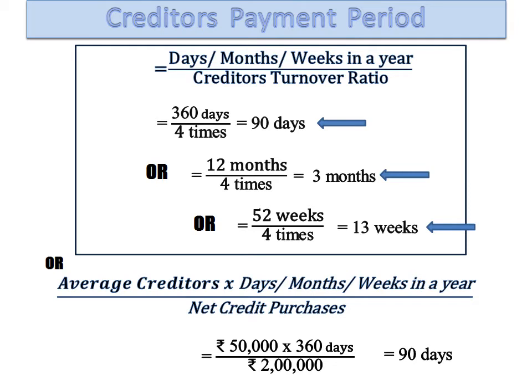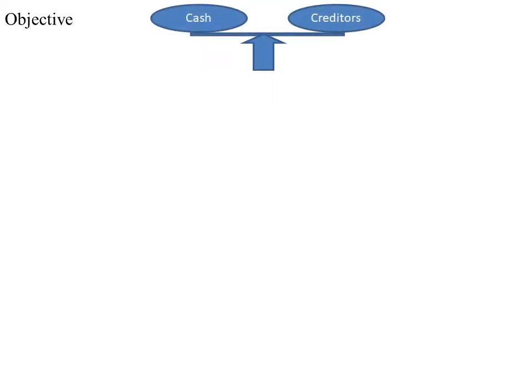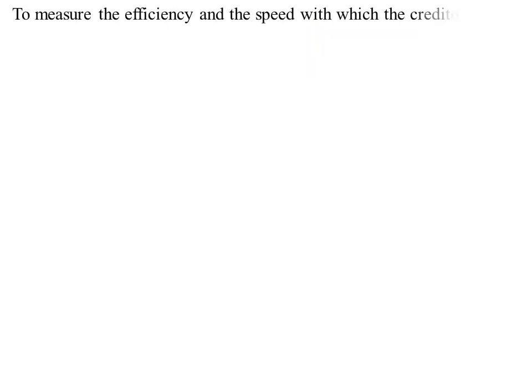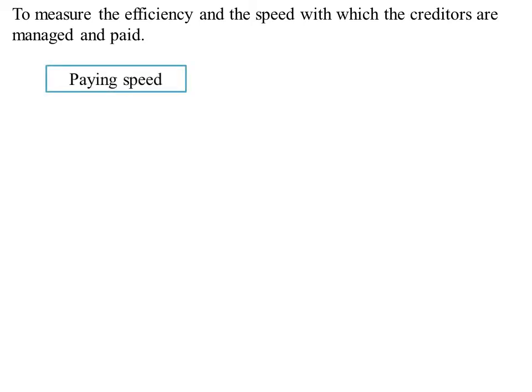Let us now see objective and standard of this ratio. We know that to achieve the balance between cash in hand and keeping your creditors happy requires efficiency. Therefore, objective of this ratio is to measure the efficiency and speed with which the creditors are managed and paid. This means ratio evaluates the speed with which creditors are paid during the year.